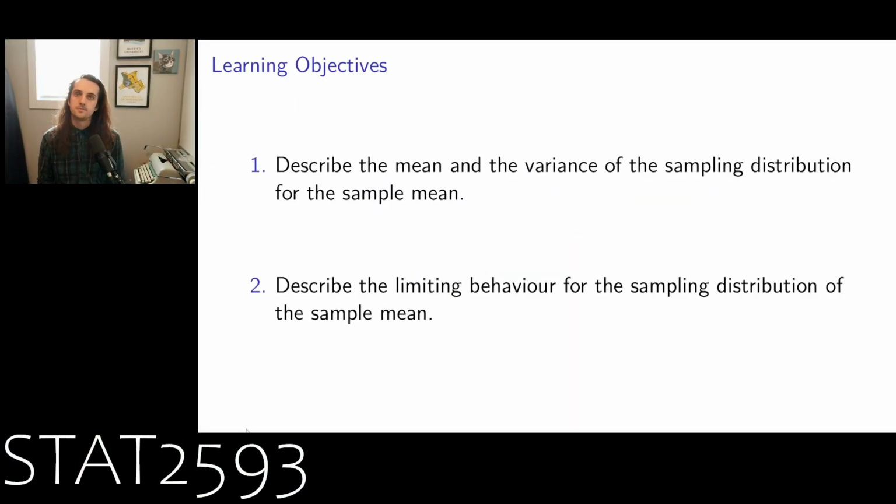With today's lecture, the two main objectives are to be able to describe both the mean and the variance for the sampling distribution of the sample mean. And we should already be able to do this using the tools that we've talked about up till this point, but we'll look at that explicitly. And we also want to describe the limiting behavior for the sampling distribution of the sample mean. And so that limiting behavior is what I was just alluding to, where as the sample size continues to grow, everything's going to behave as though it's normally distributed.